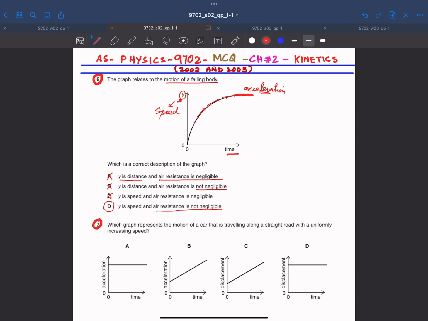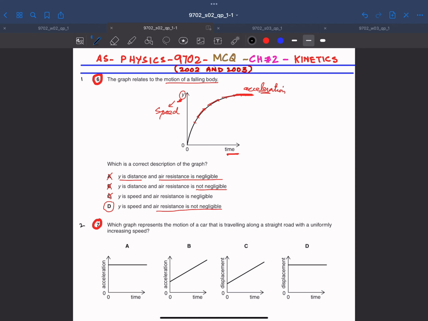Then as far as question 7 is concerned, for our sequence it's question number 2. Here we have question number 1, here we have question number 2. In the paper, we have this question as question number 7. Which graph represents the motion of a car that is traveling along a straight road with uniformly increasing speed?